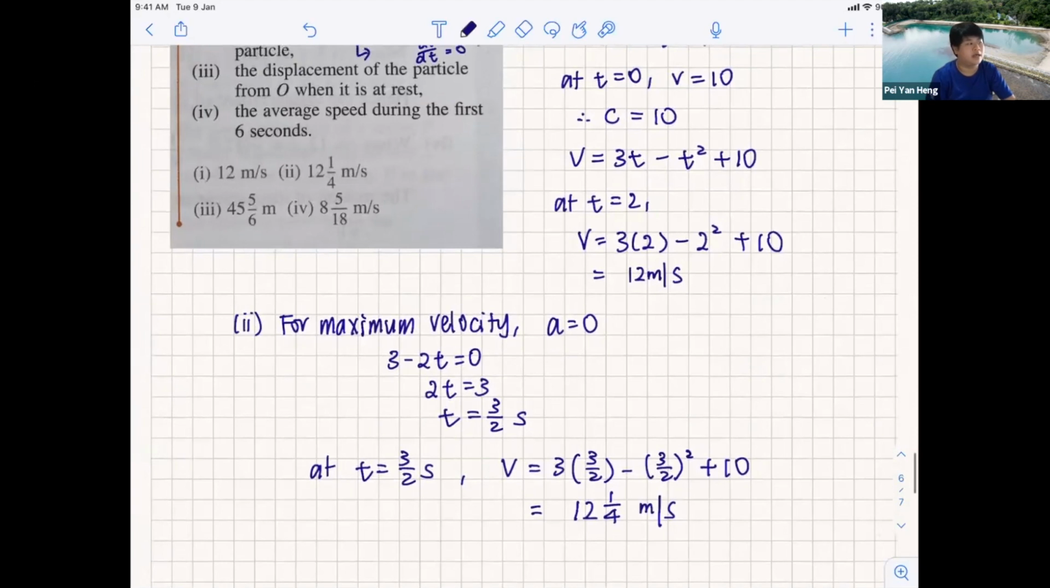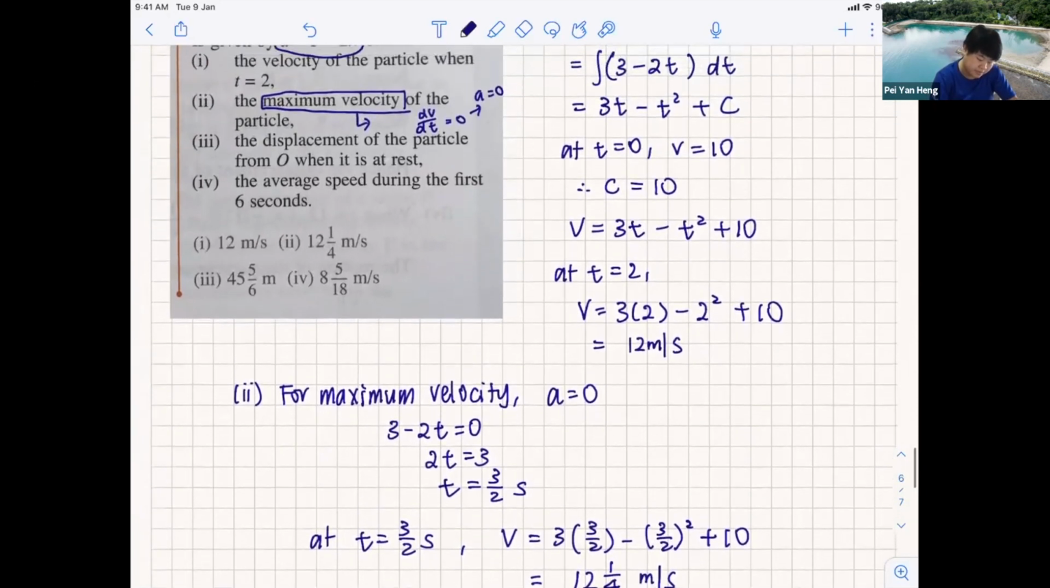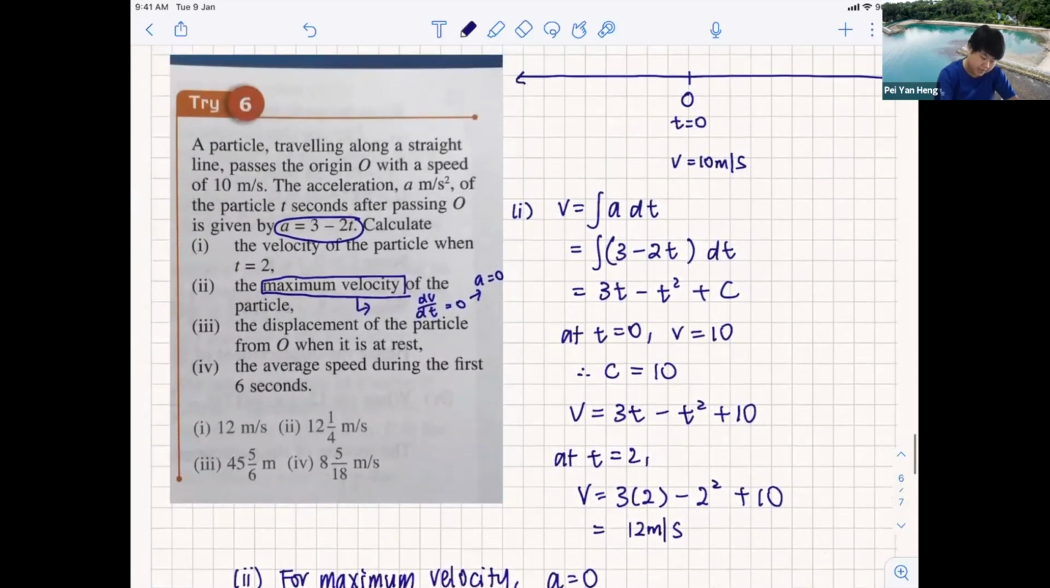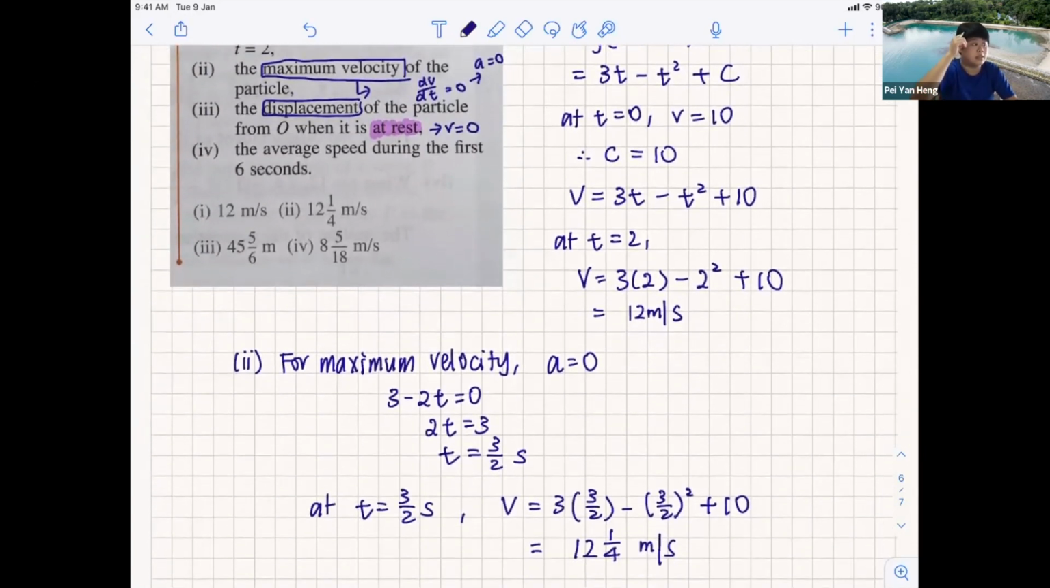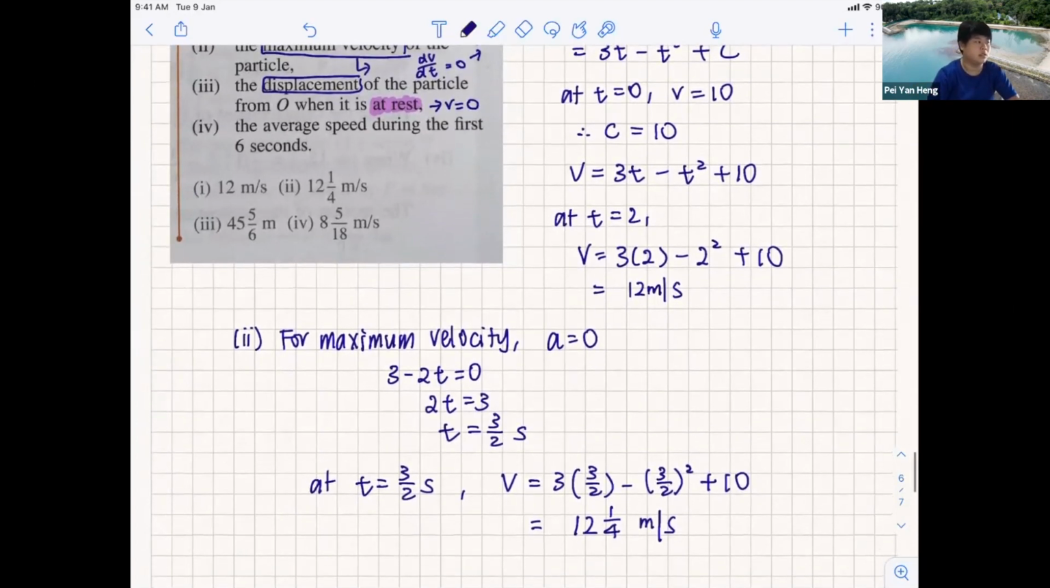Okay, part 3, you're supposed to find the displacement of the particle when it is at rest. So there's a keyword, at rest. These are things that you need to pick up: v equals 0. And then you need to find displacement. Displacement, you need to integrate the velocity.